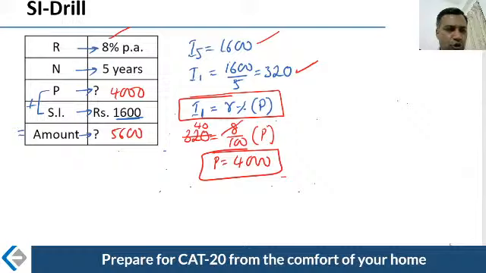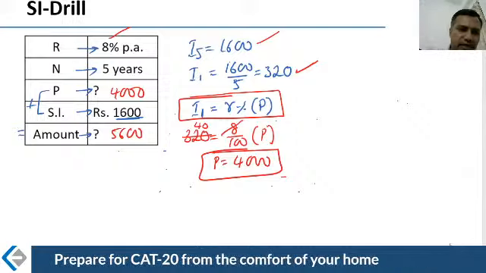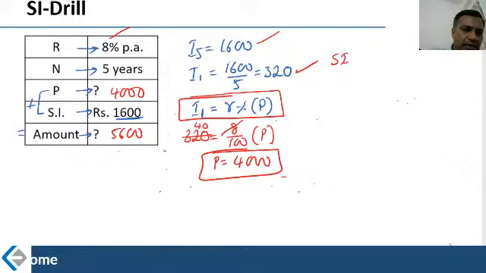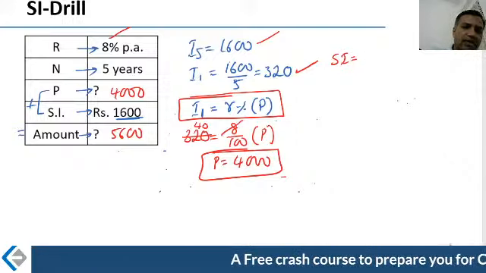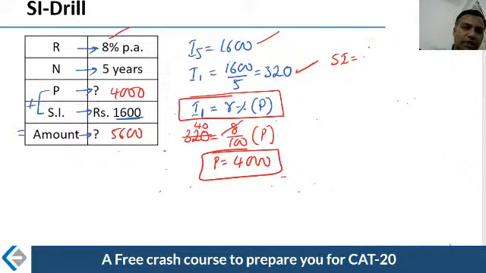Hey, can I also do this by the formula? Of course, you can do it by the formula. I never denied that. So you will say that simple interest for whatever the duration, interest for 5 years is nothing but principal times R%. People write it as R% of the principal.